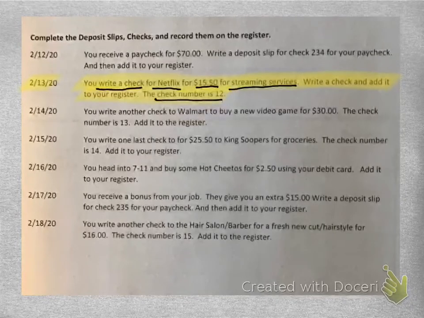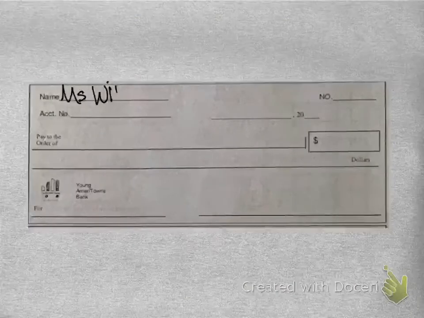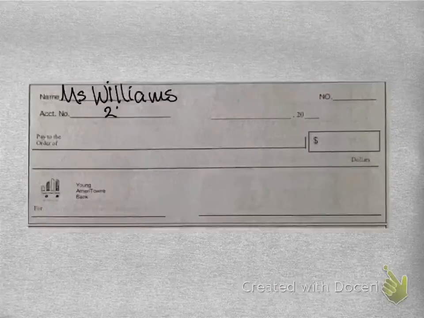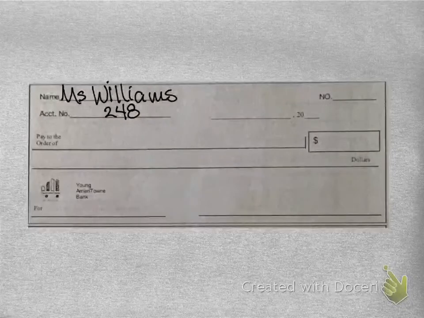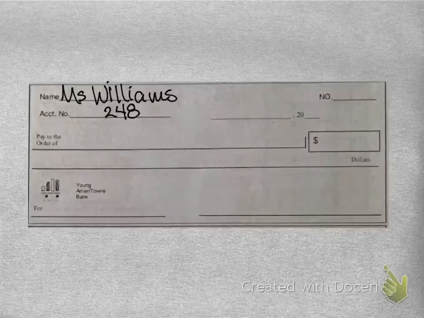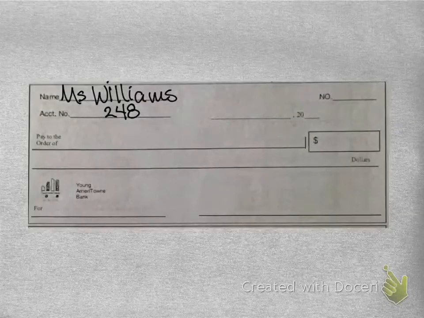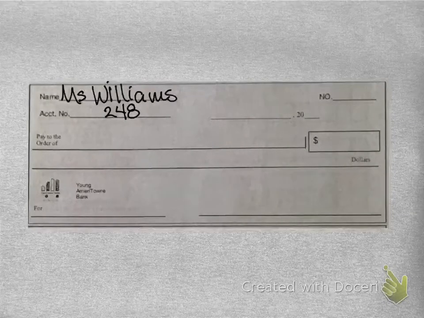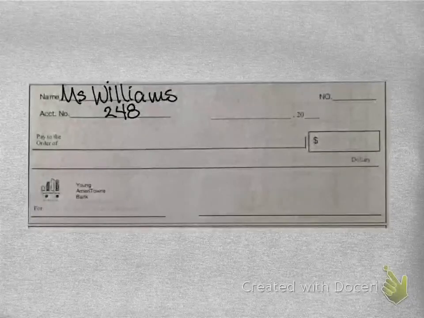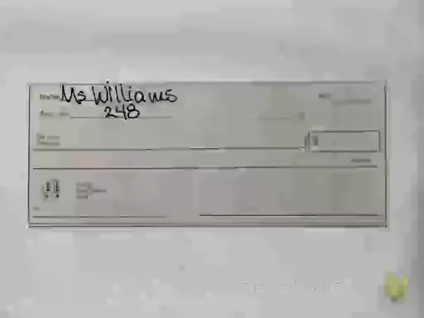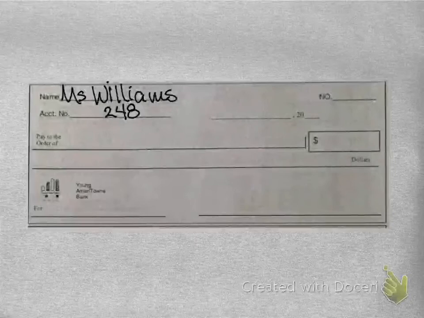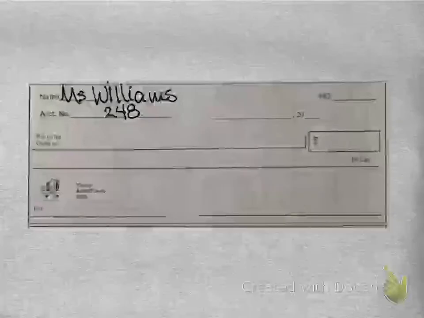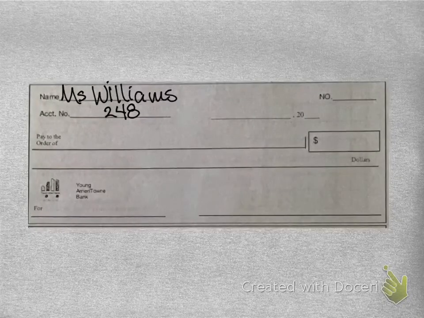Here's how we would write this check. We'll start out by writing our name and our account number. On real checks that you would write for a real bank, your name and your account number would be printed on the check already for you. But for Ameritowne Bank, we're going to write it. It's very important you put your account number and that you write neatly, because if you don't, the bank won't know whose bank account to take it out of. They need to be able to read the number.